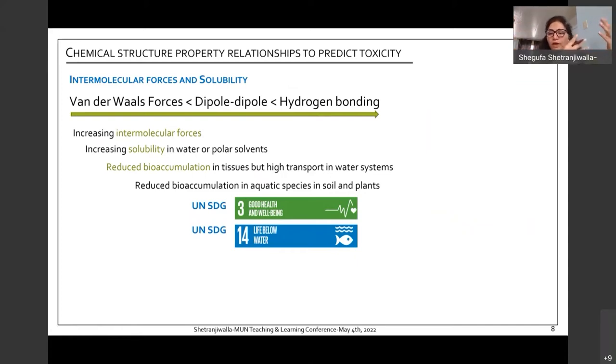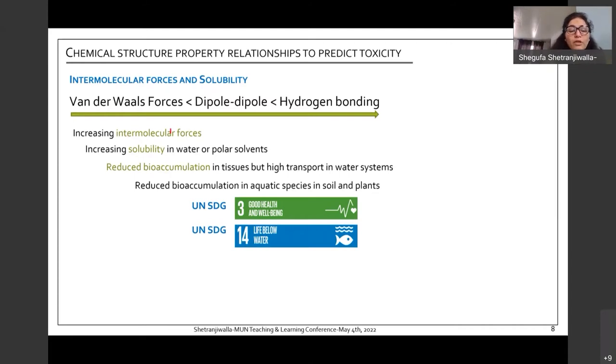would just be that there's van der Waals, the weakest bonds, then there are dipole-dipole, and then there's hydrogen bonding. These are intermolecular, non-covalent forces. But what is the actual impact to toxicity? What is the impact to the United Nations Sustainable Development Goals? From that aspect, students had never been introduced to this concept. So what we did was we looked at intermolecular forces.